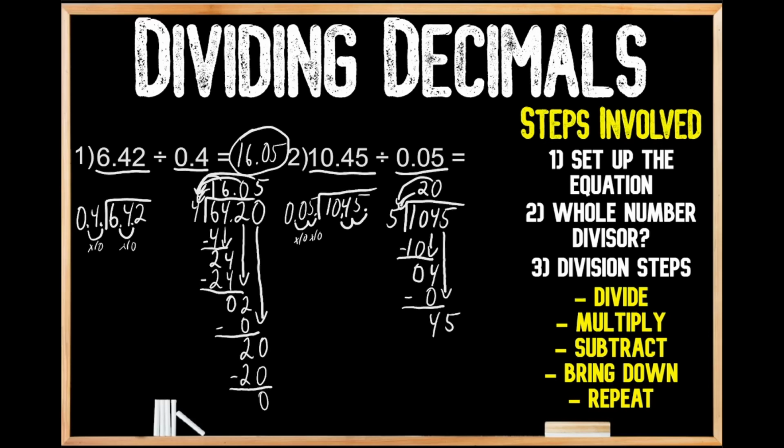And we know that we can make 9 equal groups of 5 out of 45. So up above, we're going to write our 9, and then we're going to multiply 9 times 5. And we know that 9 times 5 gives us 45, so we're going to write 45 down below. And when we subtract 45 from 45, we're left with 0. So we're done with this division problem. So when we divide 10 and 45 hundredths by 5 hundredths, we get the quotient of 209. So hopefully by now you understand the steps involved when dividing a decimal by another decimal.